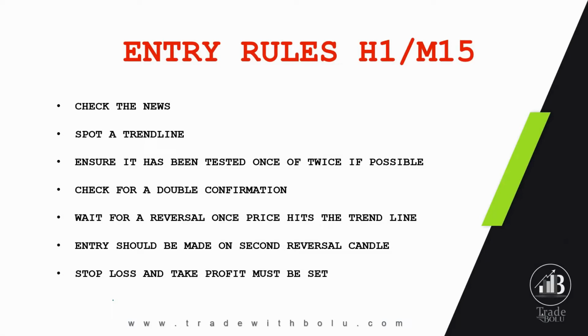You have the first one, which says check the news. The second is to spot a trendline. The third is to ensure that it has been tested once or twice, if possible, and we check for a double confirmation. Then we wait for a reversal once it hits the trend. Then we can make our entry on the second reversal candle. Please take note of this second reversal candle, super important, guys. Then, of course, we have our stop loss and TP set, which should take us out of those trades, either in a loss or in a win.